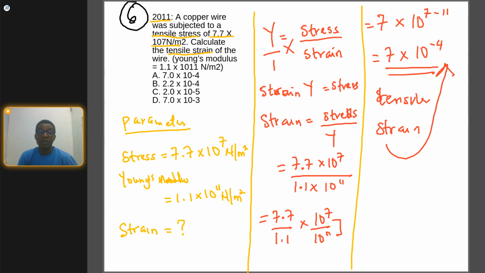Checking the options, we have option A to be the correct answer, while others are wrong. So option A is the correct answer for this question. I hope this is clear to us and we do well understand what I've explained.